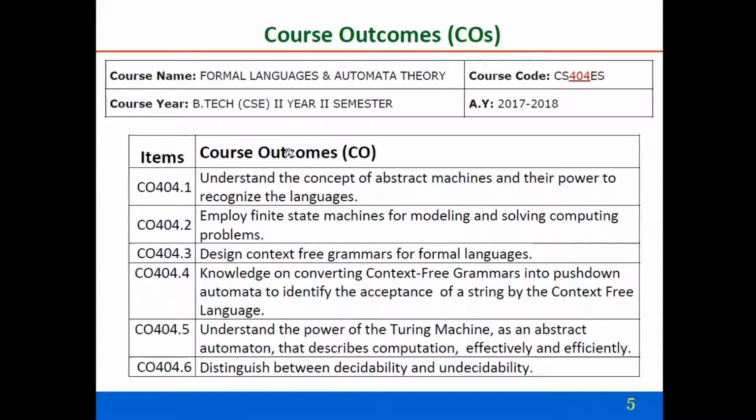So now, for example, for this course, formal language and automata theory, the items are named 404.1. That is the first course outcome of this particular course, CO 404.1, then CO 404.2, and so on. In total, we have 6 course outcomes for this course. So now what you have to do, first step: every course outcome must be mapped with a particular PO and a particular PSO.